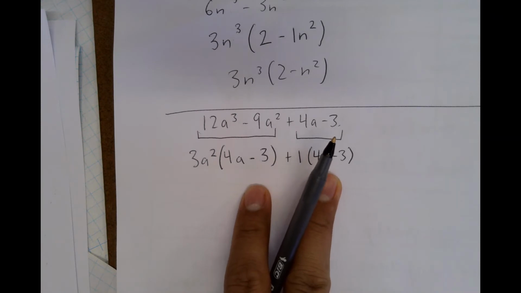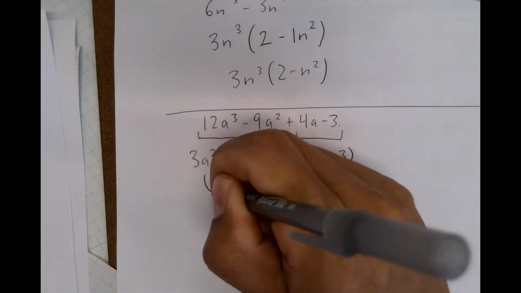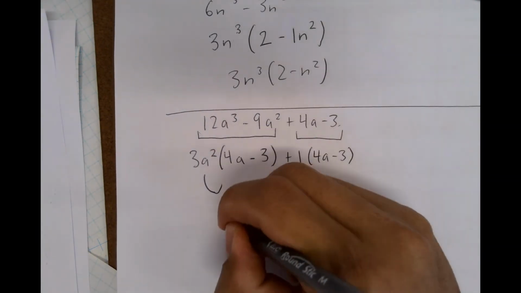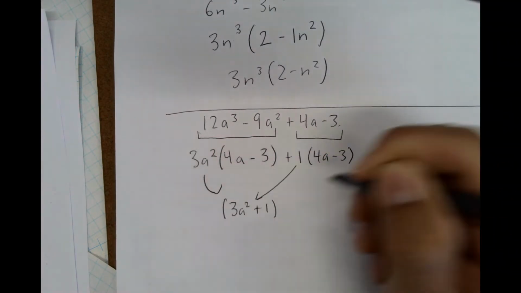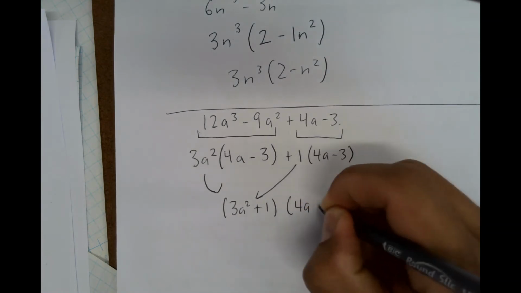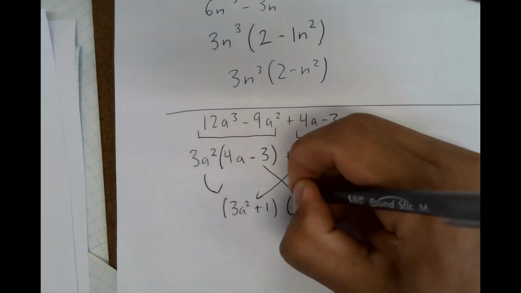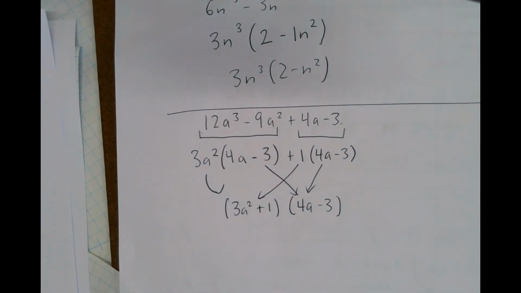Okay? If they are multiplying the same thing, we can actually combine these two into one parentheses. And this becomes 3a squared plus 1. So this is going to multiply 4a minus 3. So these are going to become this. Okay. So whatever was inside the parentheses actually combines, and they just become one thing right there.